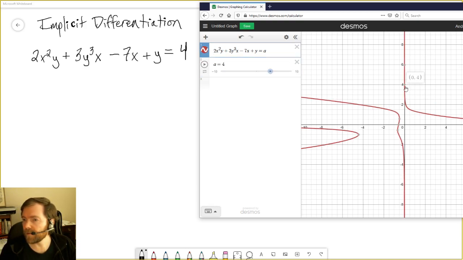So there can be all sorts of values that we pick. Usually in a calculus class, you'd find a nice one like this, 0, 4. Yeah, that's just perfect.